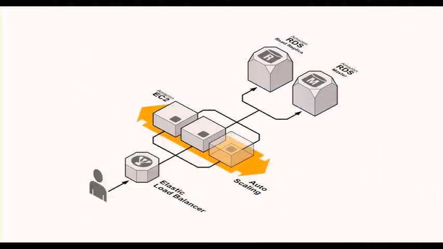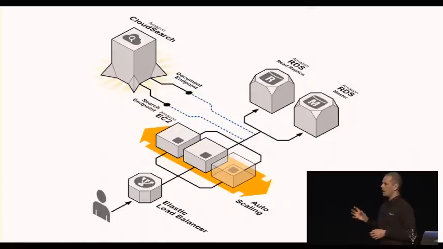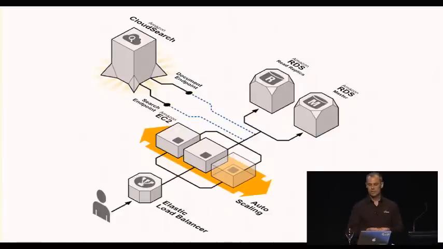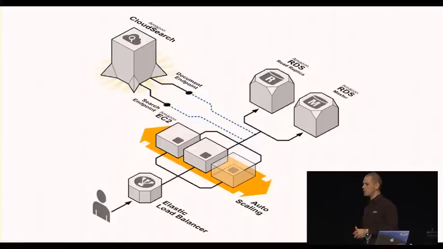OK, so let's go back to our e-commerce site. Throughout the course of the day, our auto-scaling group for our web server tier grows and shrinks. But that doesn't really help us if there's a search component of this particular architecture. So what we can do is, by sending our content to our CloudSearch service, we're able to index that content and then provide that search functionality to customers consuming our web server.